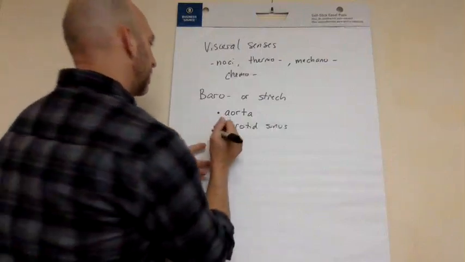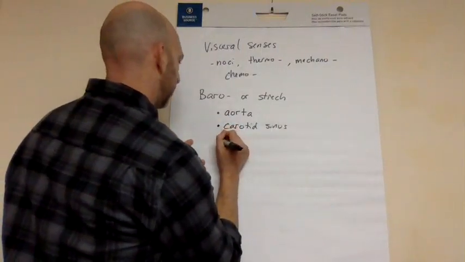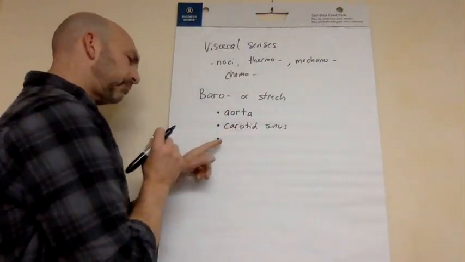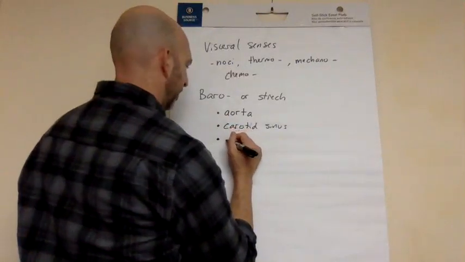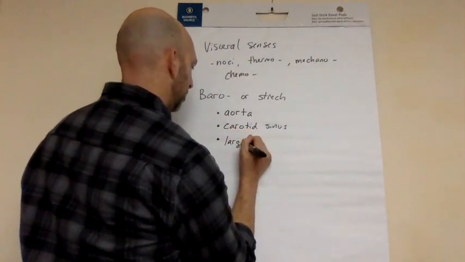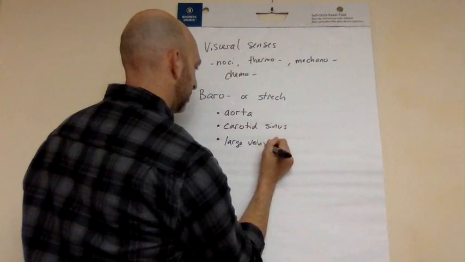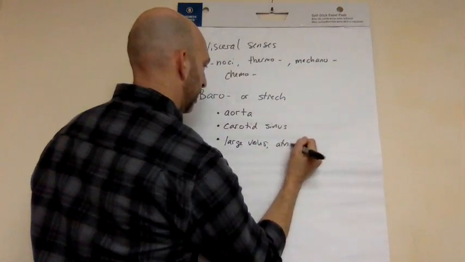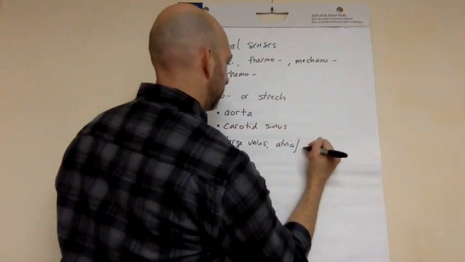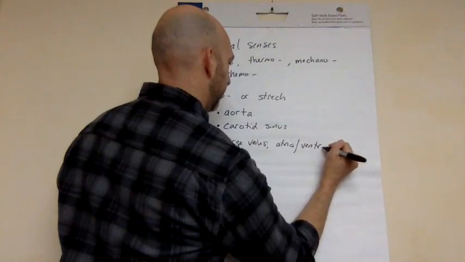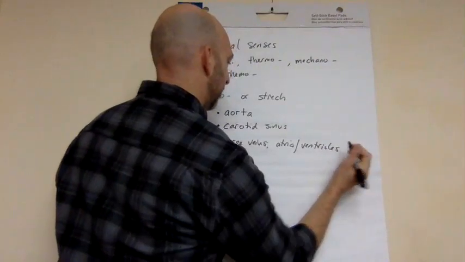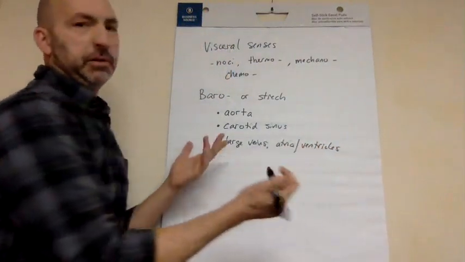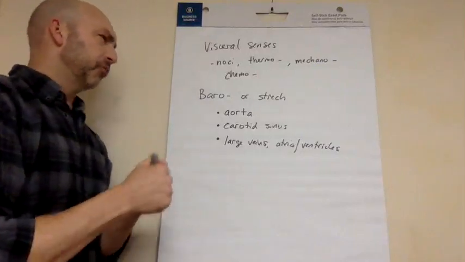And so these cardiovascular stretch receptors are found in the large veins, atria and ventricles of the heart. So the chambers of the heart, really, you could say.